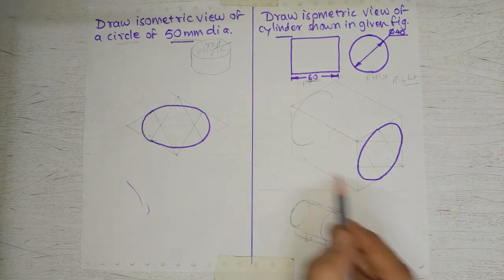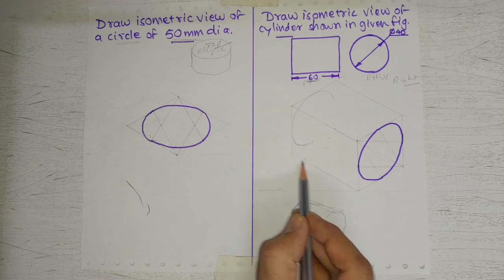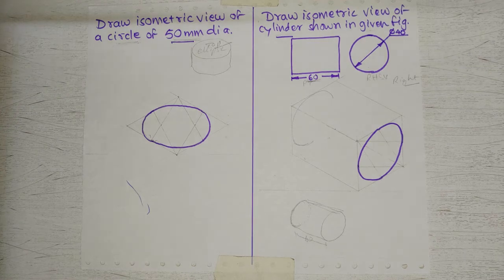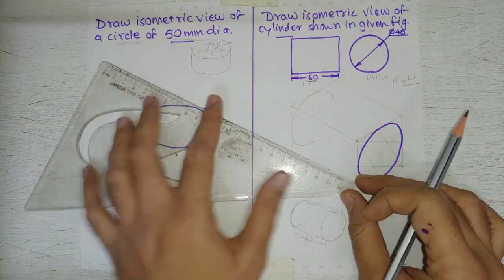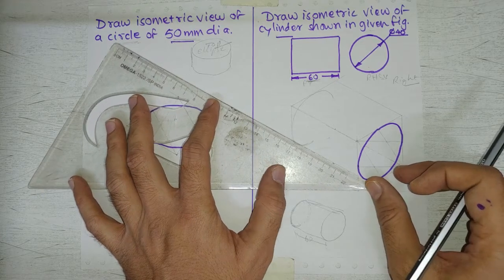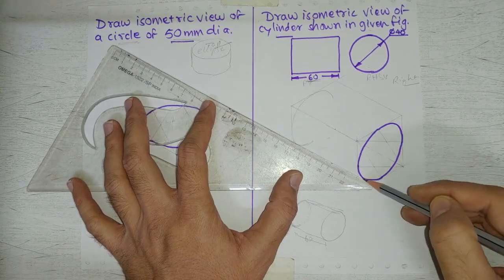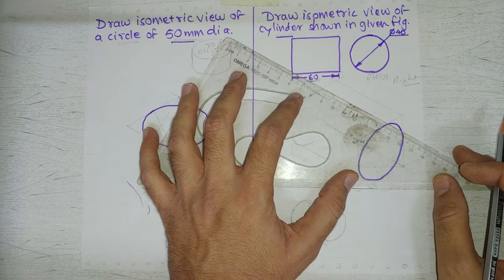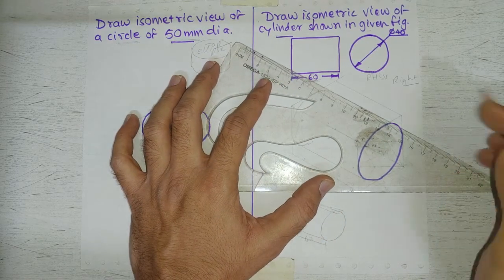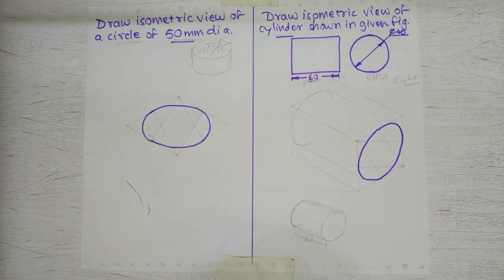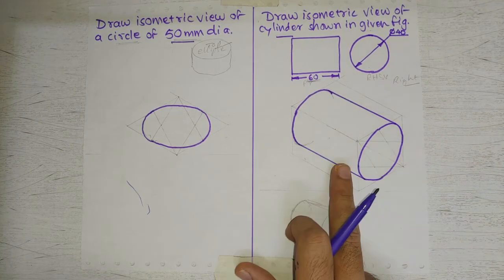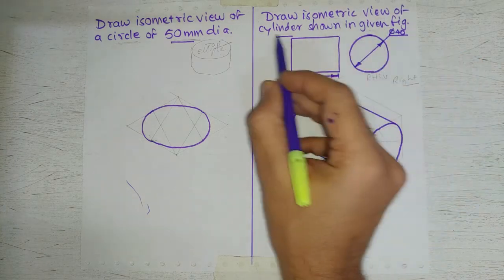Now we need to connect these two circles with a straight line, and that line should be isometric line, that means 30-degree, and that should remain tangent to both the isometric circles. So I can draw one line over here which should remain tangent to both this, and one more line I can draw over here which should remain tangent to these two. So if we draw it actually, then it will appear like this, and this is nothing but isometric view of the given cylinder.